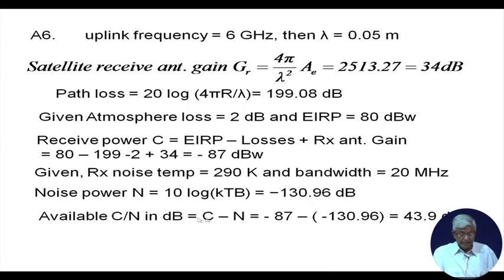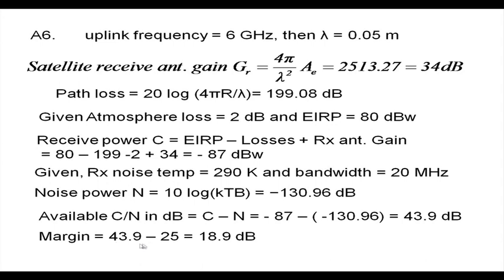So, C by N in dB, C is minus 87 and N is minus 130.96. So, C minus N is 43.9 dB. So, 43.9 dB is much more than 25 dB. How much more? 43.9 minus 25 is 18.9 dB more, and that is option A. The first choice was option A. So, this is how C and N are calculated separately, and then C by N. This is done in dB. Some places are in ratio. You have to maintain one way, either do it in dB or do it in ratio and then come back.